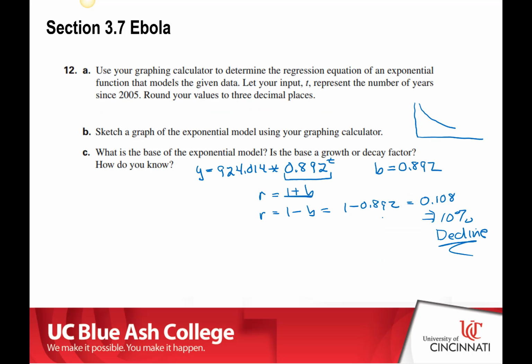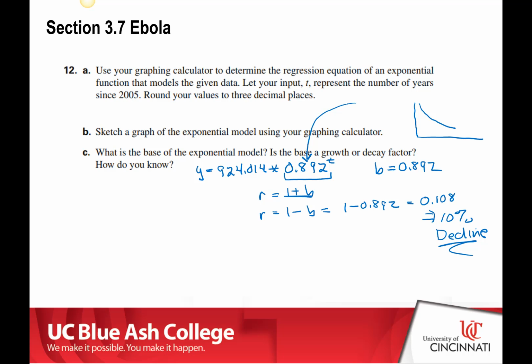In this case, we can tell that what we're working with is a model that is in decline or decay. The way that you can tell it's in decline or decay is our factor, the 0.892, is between 0 and 1. If this factor is between 0 and 1, you have decay going on.